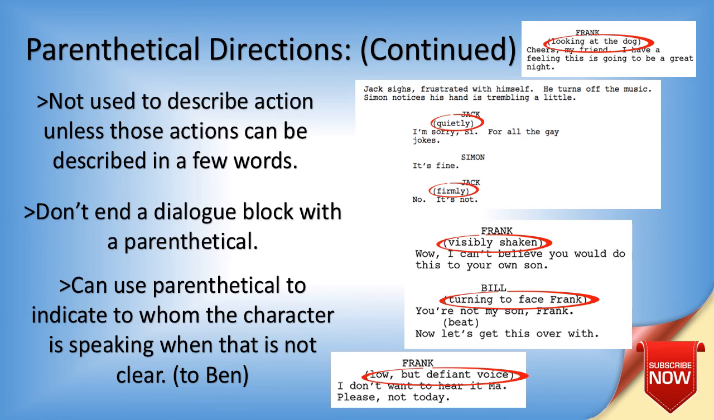Another example is Bill, with character direction instead of an emotional or attitude type parenthetical. This is literally just telling what Bill is doing in parentheticals. Turning to face Frank. Turns to face Frank. Fine. Or looks at Frank. Or to Frank. But you specifically want him to turn and face, face to face. So you could do that.